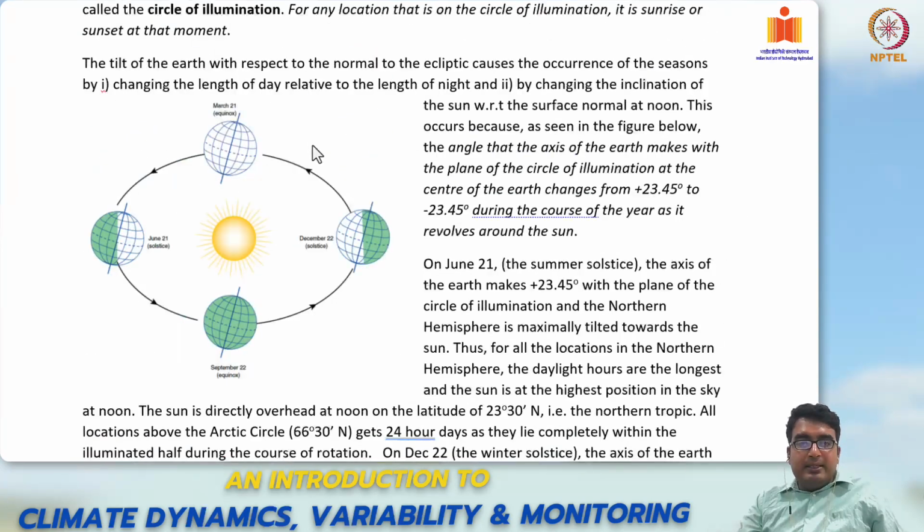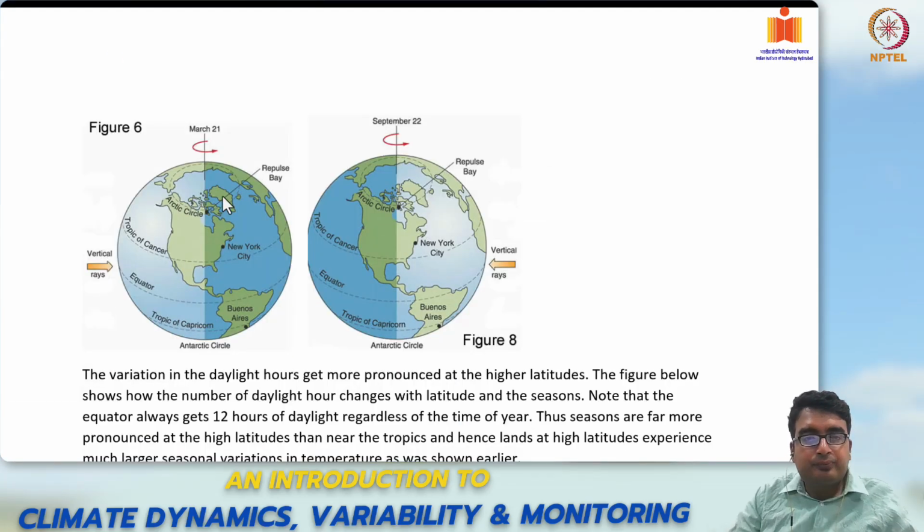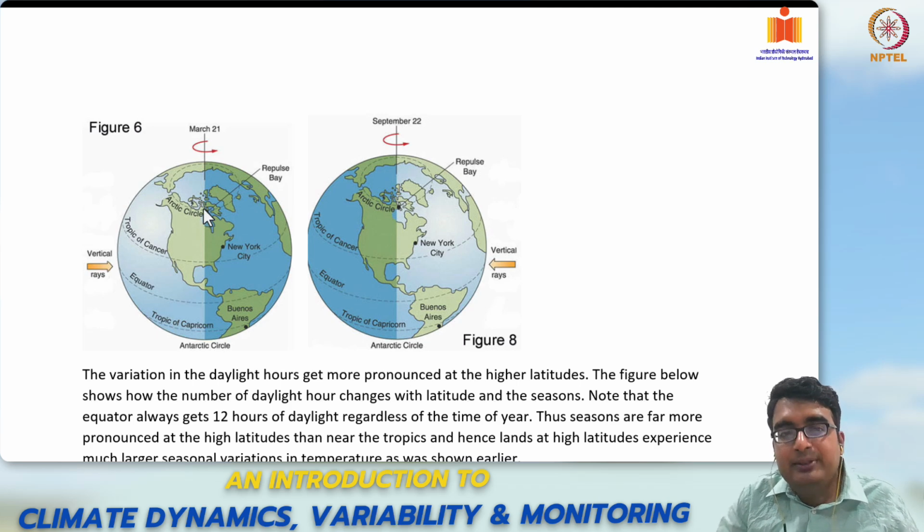Now what happens on March 21 and September 22? Here the axis falls on the circle of illumination itself, and so there is no effective angle between the circle of illumination and the axis. You can see here, this is the circle of illumination and the axis points are falling on this circle.